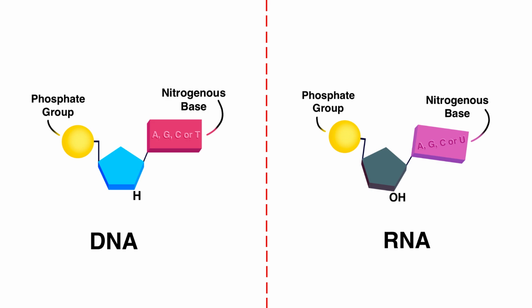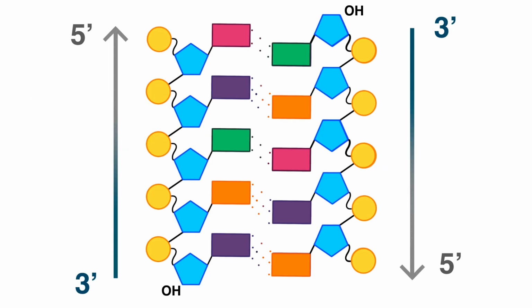Additionally, while the nitrogenous bases for DNA are adenine, guanine, cytosine, and thymine, RNA has adenine, guanine, cytosine, and uracil, replacing thymine. When we look at DNA, it does look like two strings, but they actually do have a direction.